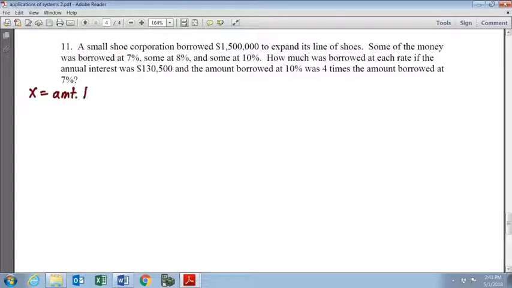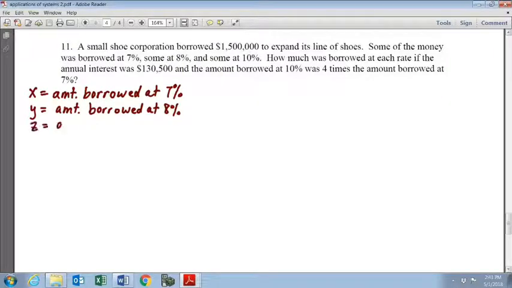All right, so X is the amount borrowed at 7%, Y is the amount borrowed at 8%, and Z is the amount borrowed at 10%. So this corporation actually borrowed $1,500,000, and they borrowed from 3 different places, one place at 7%, one at 8%, and one at 10%. So we know that these total amounts add up. The total amount borrowed was $1,500,000.